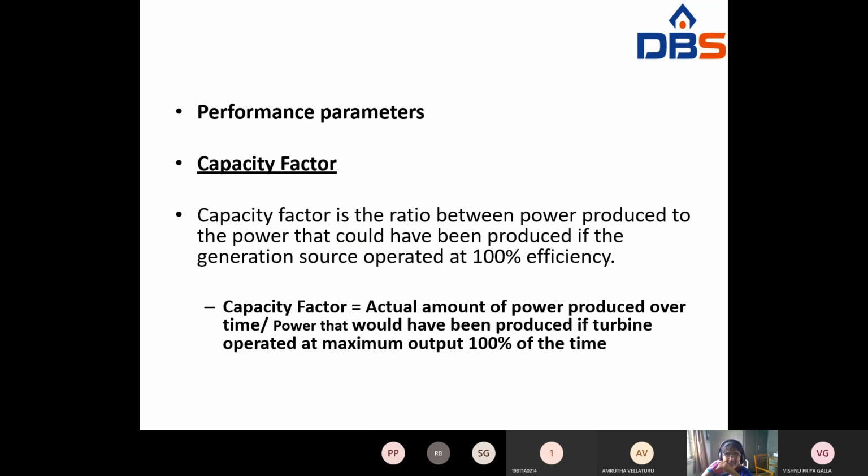Performance factors. The factors which describe the performance of windmills are, first, capacity factor. In the previous formulas you can see capacity factor. Capacity factor is the ratio between the actual power produced and the power that could have been produced if the generation source operated at 100% efficiency. The turbine will not operate at 100% efficiency, so the actual power produced, divided by the maximum power at 100% output, is called the capacity factor.